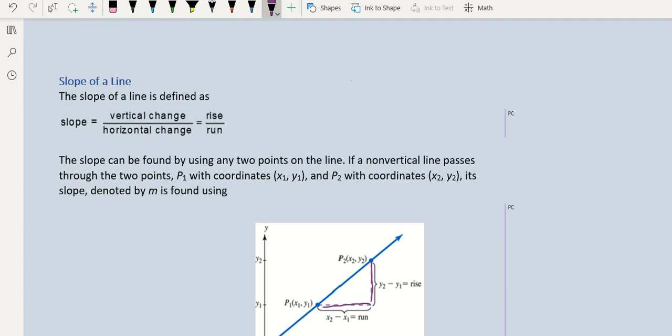So the slope is defined as the vertical change divided by the horizontal change, or as we commonly hear it, the rise over the run. Let's say we have two given points and a line passing through them. If we wanted to find the slope, denoted by m, we would say that y2 minus y1 divided by x2 minus x1 equals the slope, okay? Which is still the same thing as the vertical change divided by the horizontal change.